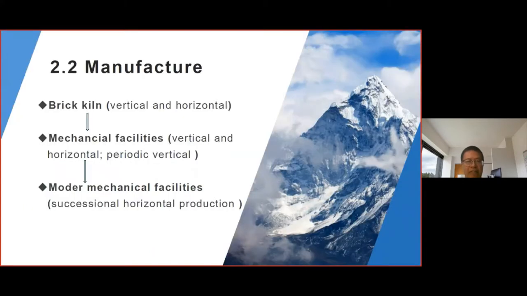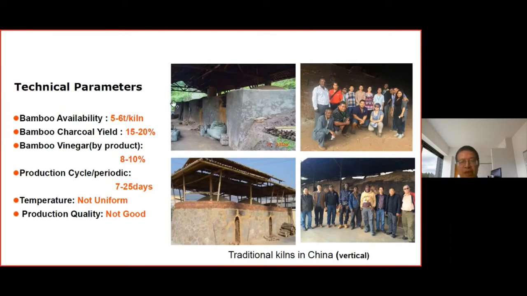The second part, manufacture. In China, there are three generations of equipment. The first generation is the brick kiln. The second is the mechanical facility. And the third is the modern mechanical facility. Now let's show you some pictures of the traditional kiln. Look at this picture, the vertical type of traditional kiln in China. The left shows some technical parameters, including bamboo availability, bamboo charcoal yield, bamboo vinegar, production cycle, temperature, and product quality. Usually because the traditional kiln is very big, the product quality is not good.